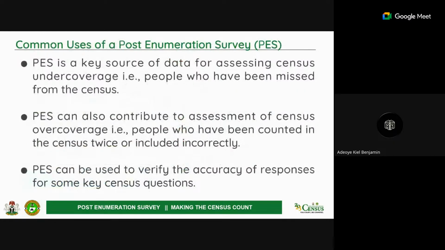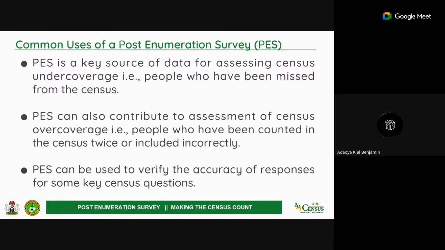So what are the common uses of PES? PES is a key source of data for assessing census coverage. For example, we want to know if people have been missed in the census. That is called undercoverage. It can also be used to assess what is called overcoverage. Have people been counted more than once? Have they been duplicated, or have they been incorrectly included? So we also want to know that, and the PES can tell us that.